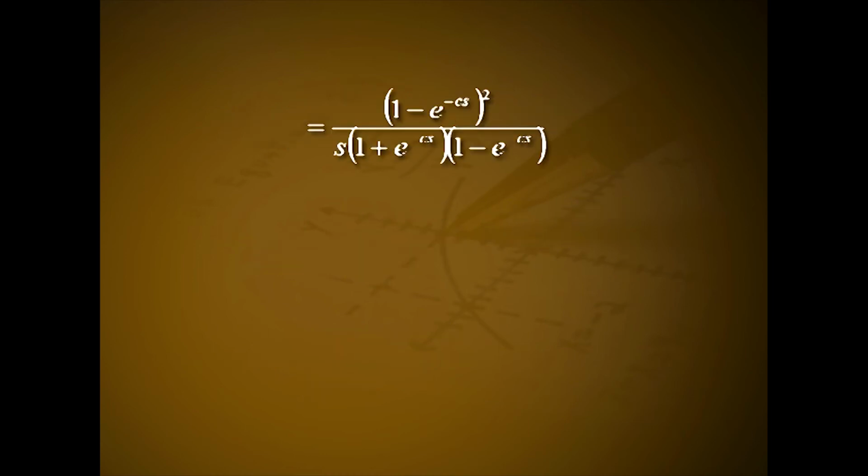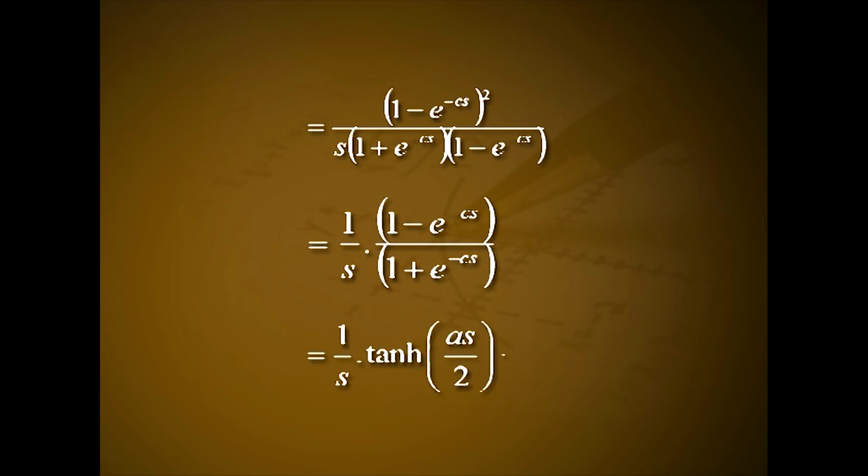That is equal to 1 minus e raised to minus cs the whole square divided by s into 1 plus e raised to minus cs into 1 minus e raised to minus cs. That is equal to 1 by s into 1 minus e raised to minus cs divided by 1 plus e raised to minus cs. That is equal to 1 by s into tan h of cs divided by 2.